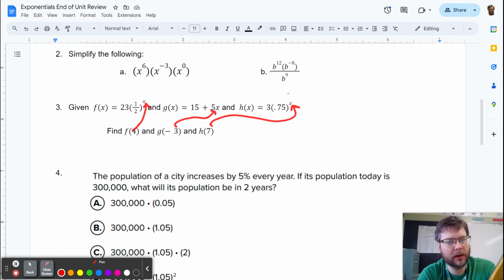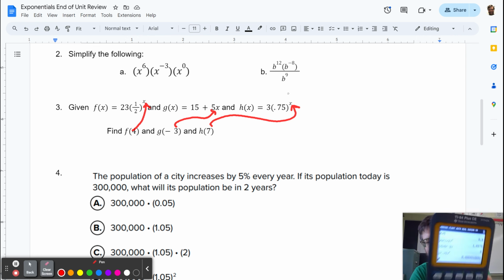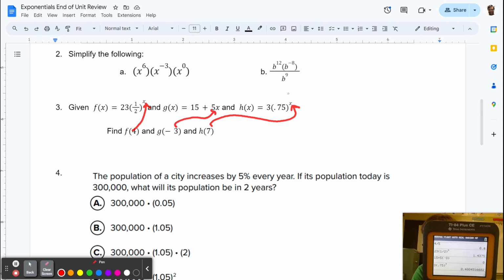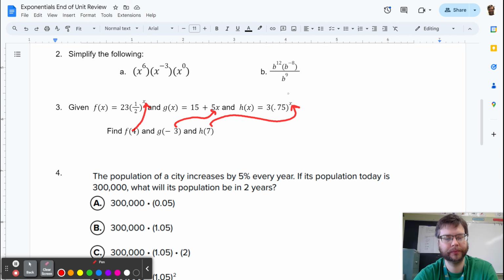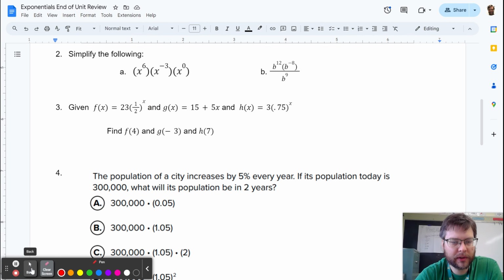So I'm going to type them all in, and I want you to look at the calculator in just a second to see how I type them all in. So you can see those last three lines right there. 23 1/2 to the 4, that's f of 4. 15 plus 5 times negative 3, that's g of negative 3. 3 times 0.75 to the 7, that's h of 7. Those numbers, just write them down. Those are your answers. The last number is a real long decimal, so you could just say 0.4 or 0.4005 if you want to round it off. All right, moving on down.